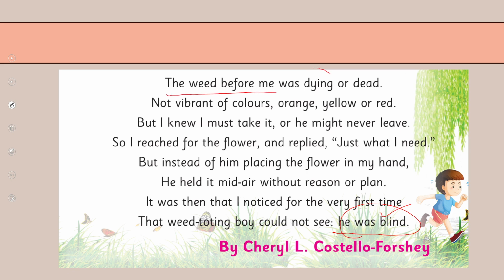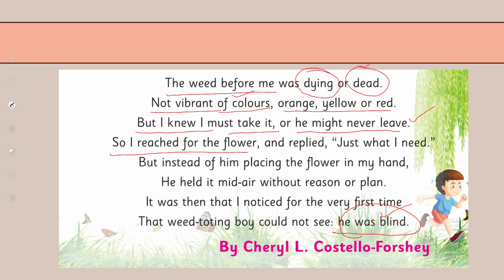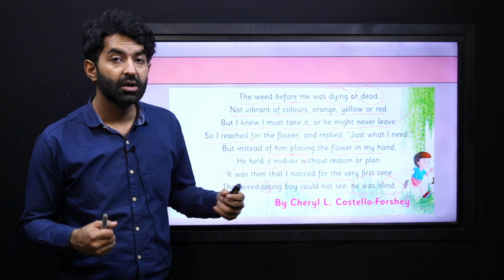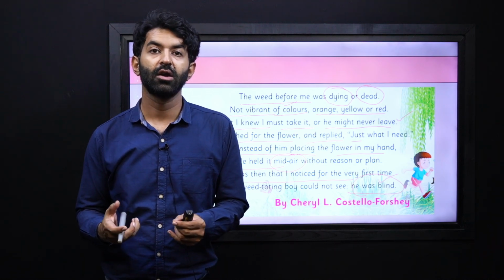The weed before me was dying or dead, not vibrant of colors. It means there were no colors, orange, yellow or red, but I knew I must take it or he might never leave. Now at this point, the poetess is just wanting the boy to leave because he is disturbing her peace. So I reached for the flower and replied, just what I need. But instead of him placing the flower in my hand, he held it midair without reason or plan. It was then that I noticed for the very first time that weed-toting boy could not see. He was blind. Yes. So we have marked so many words: dying flower, old willow tree, and deserted park.